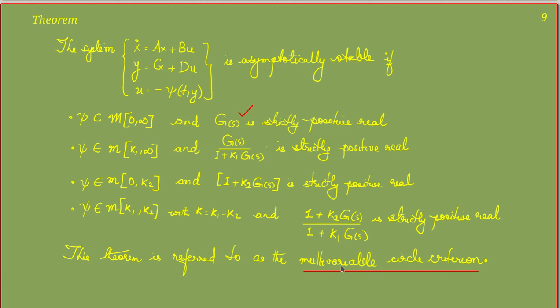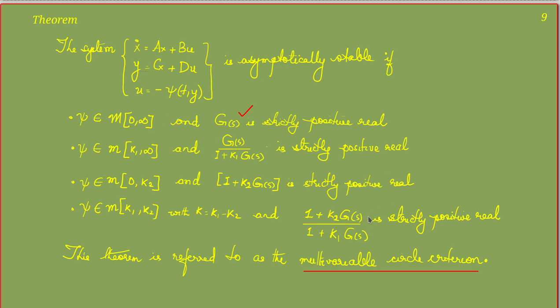It is called multivariable because here I have put I, not 1. That means this is a multi-input multi-output system. This u is not 1 and y is also not 1, so the order of u and y is not 1. It is a multi-input multi-output system, so that is why it is called a multivariable circle criterion. But we will be discussing mainly single input single output systems, SISO systems.